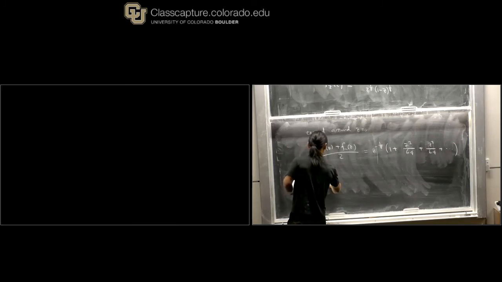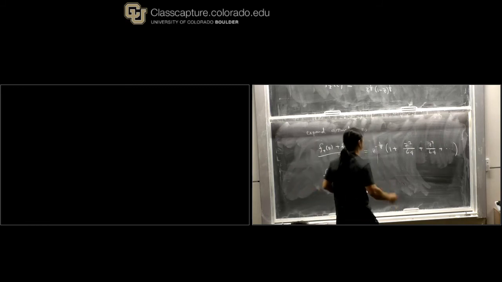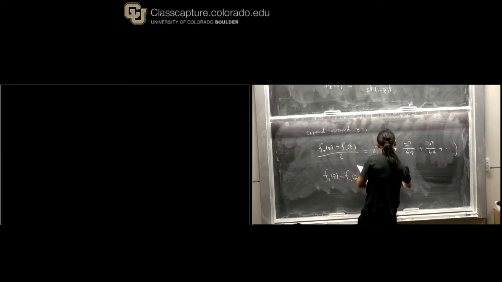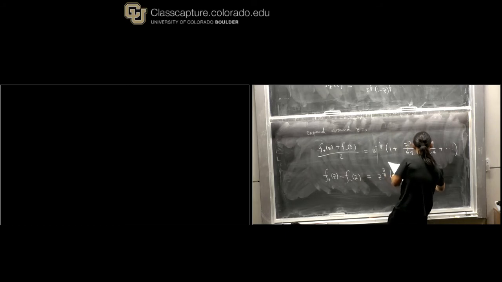And then there's another combination. You take f plus of z minus f minus of z. This is equal to z to the 3/8, 1 plus z over 4 plus 9 over 64 z squared plus and so on.